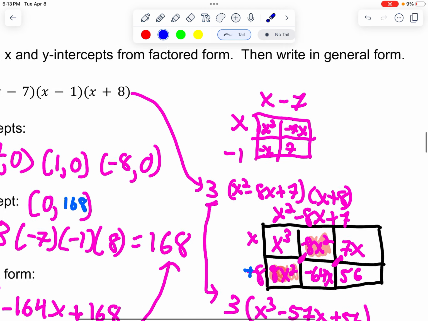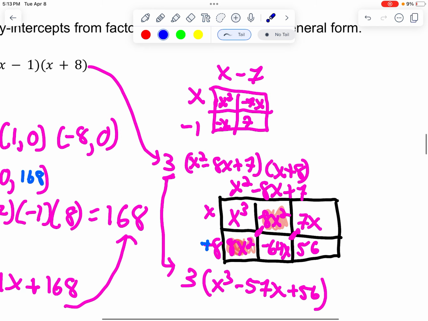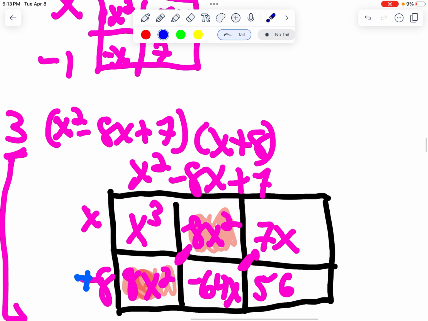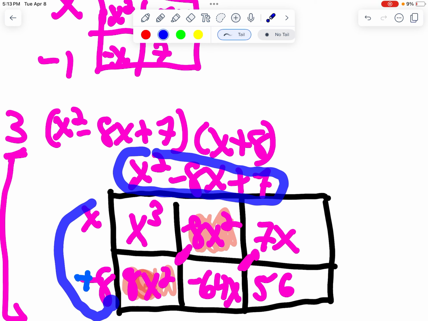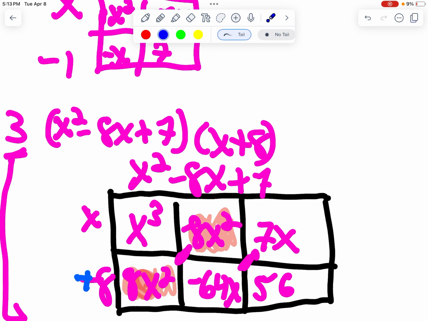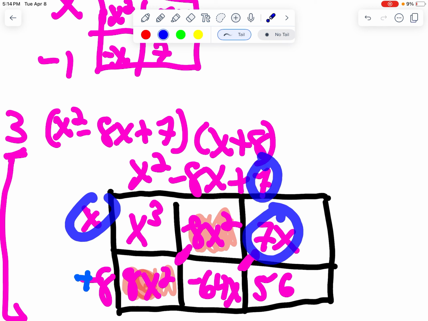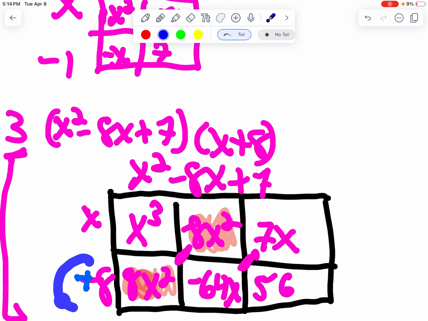So I did a box, and you should be familiar with this. Notice I put the trinomial across the top, x squared minus 8x plus 7. Down the side, I went x plus 8. And then I just filled it in. X times x squared is x cubed. X times negative 8x is negative 8x squared. X times 7 gives you positive 7x. Positive 8 times x squared gives you a positive 8x squared.